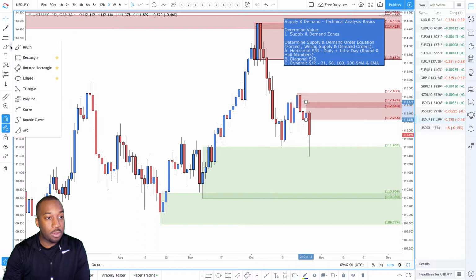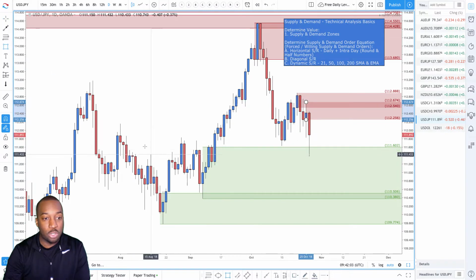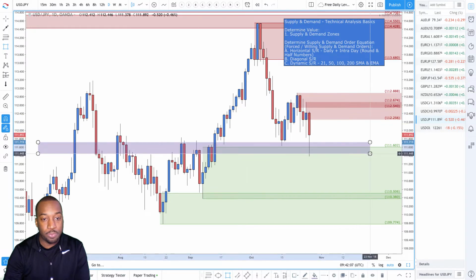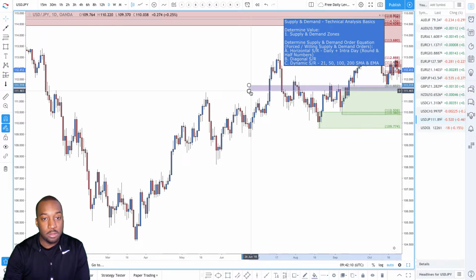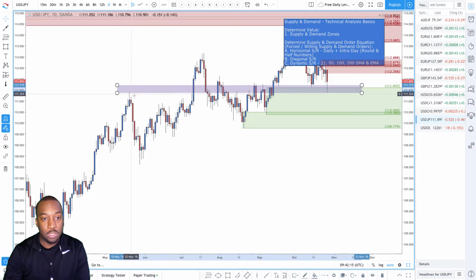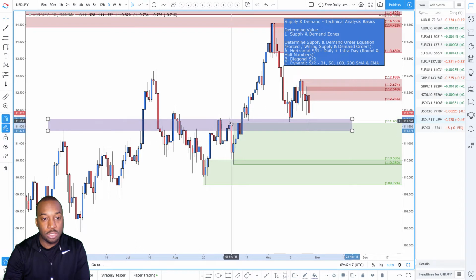So the area within this demand zone we'd be looking for would be something like this, where you have an area of resistance, resistance, resistance, resistance, a bit of support. Prices come down into this demand zone around this 111.50 area, and now you can start to see prices react. Do we know that this is definitely going to work? Again, it depends on the fundamentals and the sentiment, but this is one of the areas.